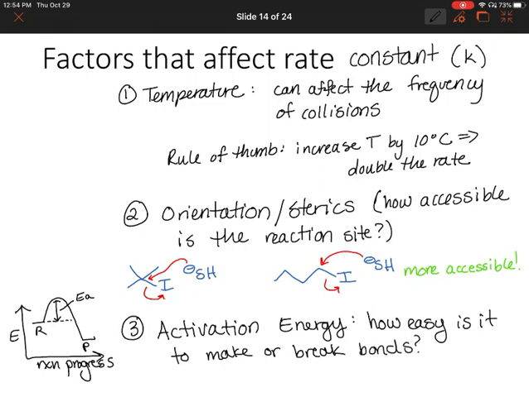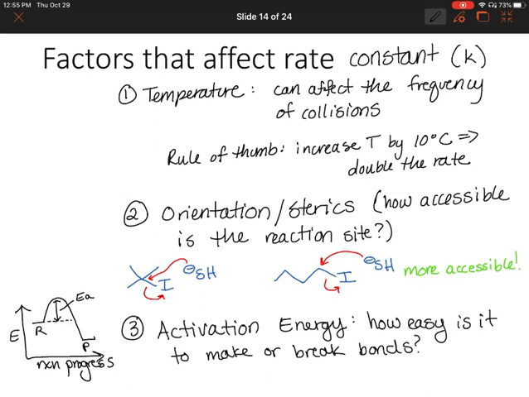So some bonds are easier to break than others. Some bonds are easier to make than others. So that's going to have an effect on the activation energy. And if your activation energy is really, really high, then the rate of the reaction might be really slow. It could still be spontaneous. It just might be really slow.